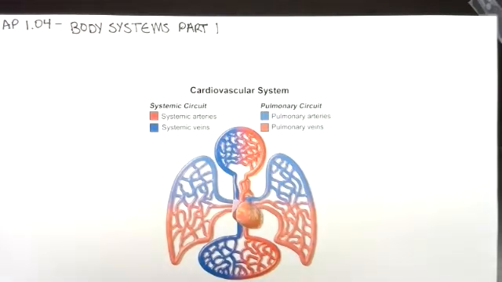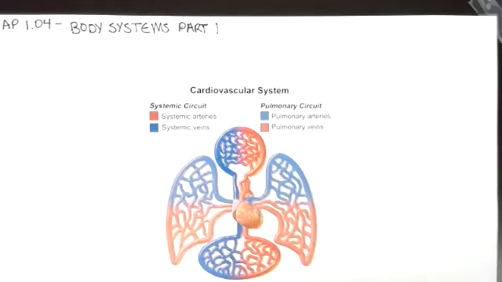The goal for this lesson is to look at several of our organ systems and do the following: be able to identify the major structures of the systems, be able to look at a diagram and label the structures on a diagram, and to get some of the general information about each of these systems. So we're going to start off with the cardiovascular system.